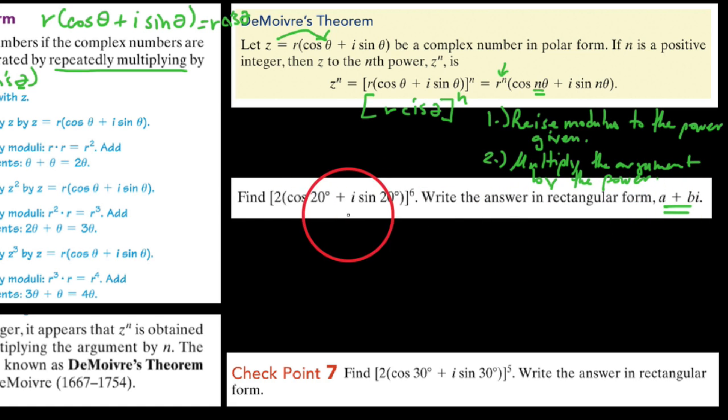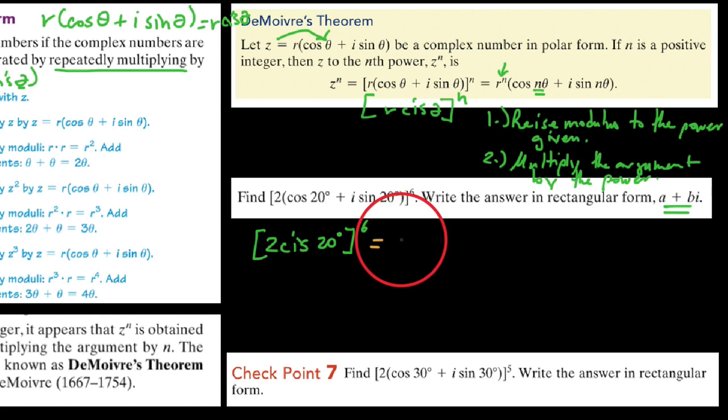So we're going to take this in 2 pieces. The first thing I want to do is essentially this. We could say this is the number, if we abbreviate it here, 2 cosine I sine of 20 degrees, and we're going to raise this to the 6th power. Now, I don't need to write this out 6 times to tell you that really what we're doing is taking this number times itself 6 times.